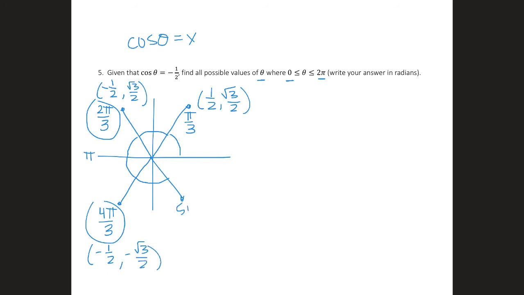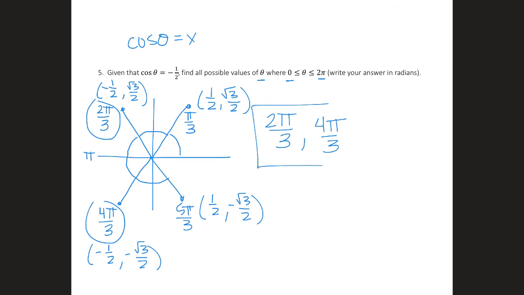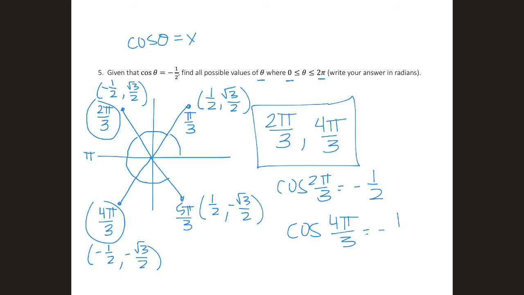And then 5 pi over 3 would be positive 1/2 and negative root 3 over 2. So then my answer is going to be these two angles that I circled, 2 pi over 3 and 4 pi over 3. We're basically saying if you take the cosine of 2 pi over 3, you get negative 1/2. And if you take the cosine of 4 pi over 3, you also get negative 1/2.